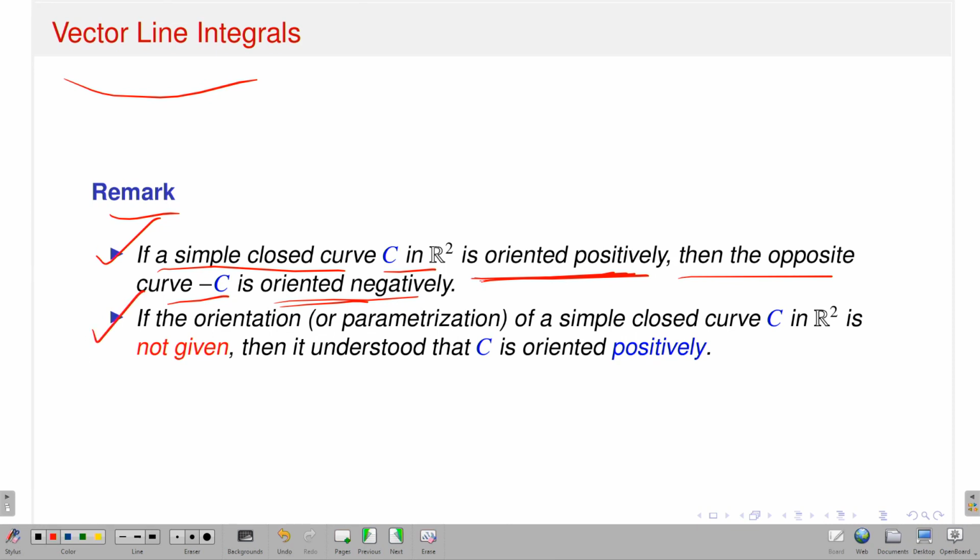Another remark is that if the orientation or parameterization of a simple closed curve C is not given, then it is understood that C is oriented positively. So if I give some problem and say take this curve C, say some circle or semicircle, whatever simple closed curve, and no parameterization is given, by default it is assumed that I am talking about the positive orientation, that it moves in the anti-clockwise direction. So C is oriented positively.